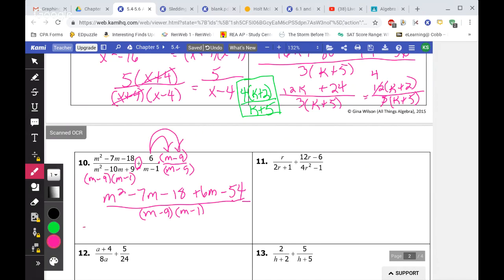There's no other m squared, so I need to write that down. I've got a negative 7m and a positive 6m, so that's going to be a negative m. And then I've got a negative 18 and a negative 54, so that's a negative 72, all over m minus 9, sorry, m minus 1. So I'm looking for two factors that multiply together to give a negative 72 that when I combine them, give me a negative 1. Those factors are a negative 9 and a positive 8.